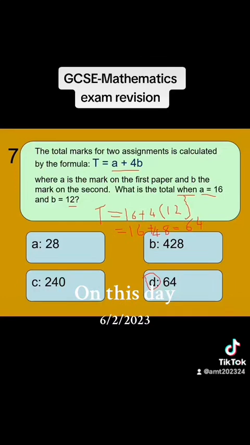Okay, so if you're not sure what 16 plus 48 is, do a little column addition to the side. 6 plus 8 is going to be 14, so 4 carry the 1. 1 plus 4 is 5, plus 1 is going to be 6. And then working out 4 times 12, if you're not sure, do column multiplication. 2 times 4 is going to be 8, and 1 times 4 is 4. So that's where the 48 has come from. 16 plus 48 is 64.